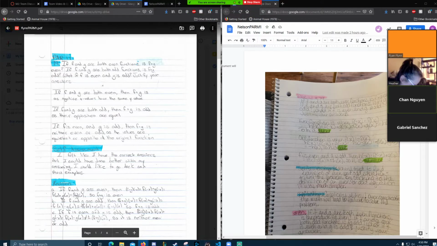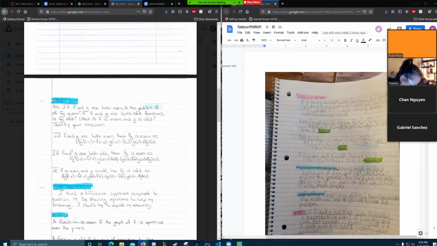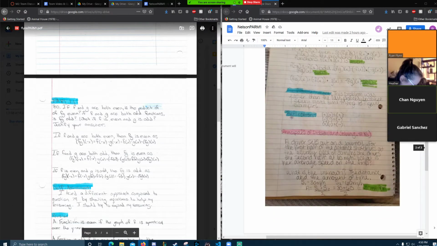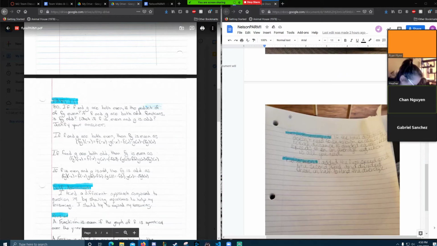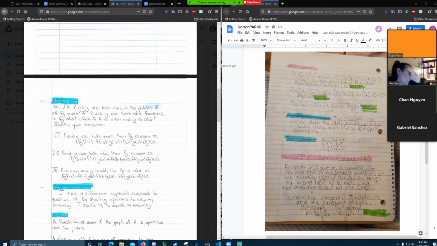All right, that's fine. So pretty much this goes into the next one as well with the multiplication. Where if f and g are both even, is f times g even, and if f and g are both odd, is f plus g odd, and then if f is even and g is odd, what is it? Pretty much.